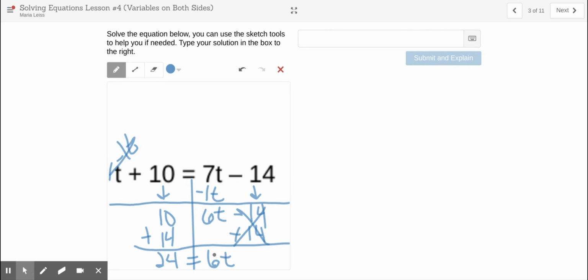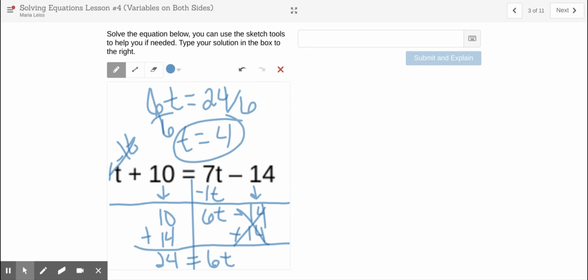So now 24 into 6 of what? So this says 6 times what is 24. I undo multiplication with division. In algebra, they show division with a fraction. Don't panic that I wrote a fraction. 6 divided by 6 is 1, so that leaves me with t. And 24 divided by 6, because I divided by 6 here, I have to divide by 6 here. 24 divided by 6 is 4.